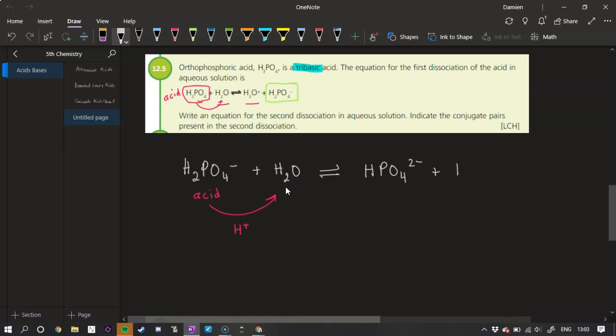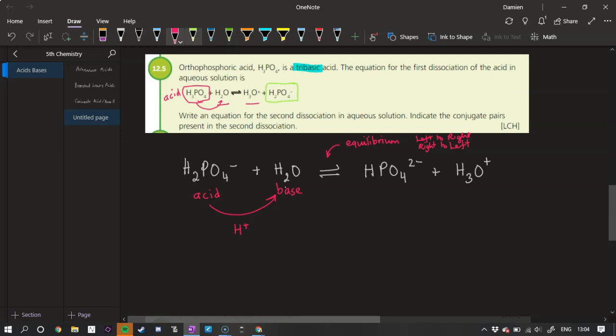Plus H3O, and that is positive because, again, you're gaining a positive. So this is an acid. This is the base because it's accepting it. That's when you're moving from left to right. Remember, this symbol, which we haven't studied yet, is called equilibrium, which basically means it can move from left to right, and it can move from right to left as well.